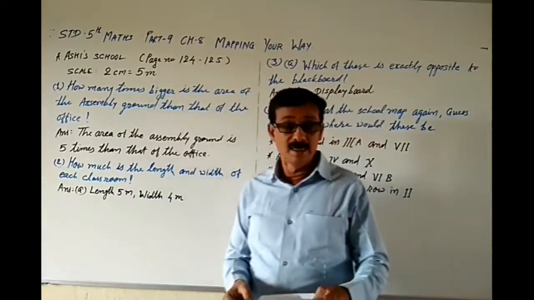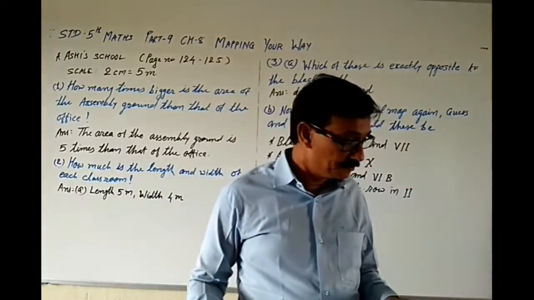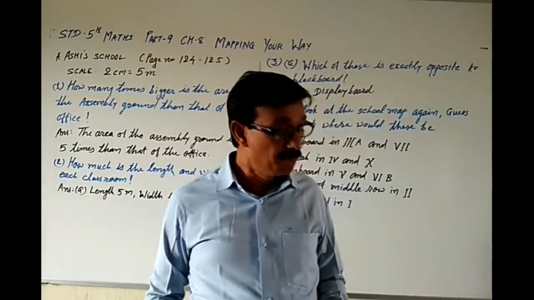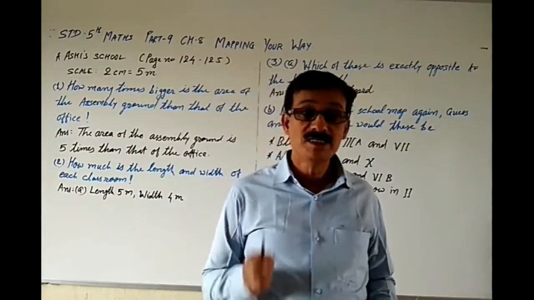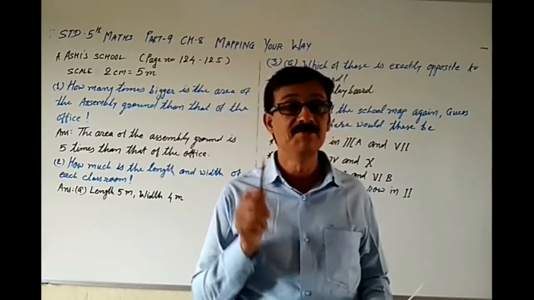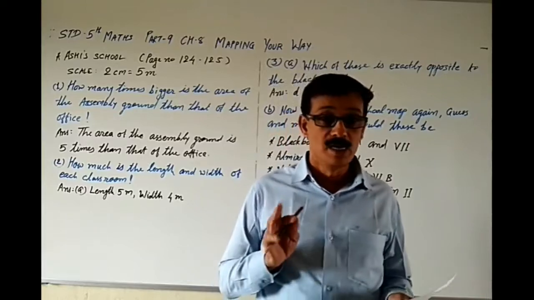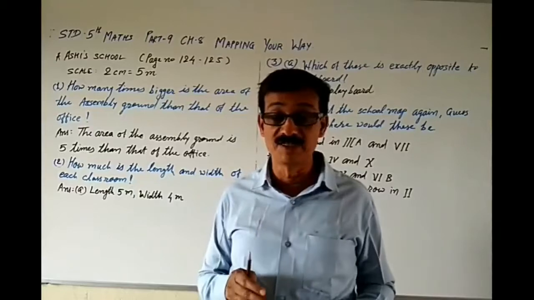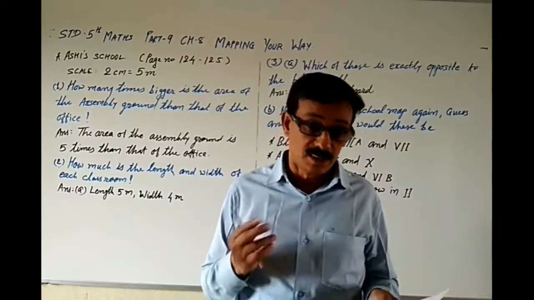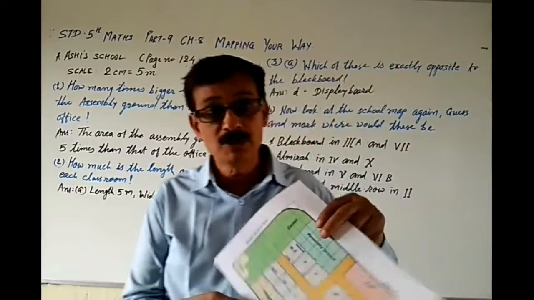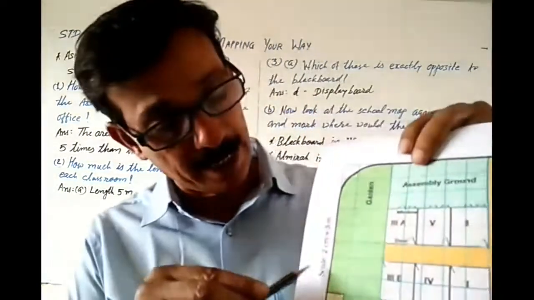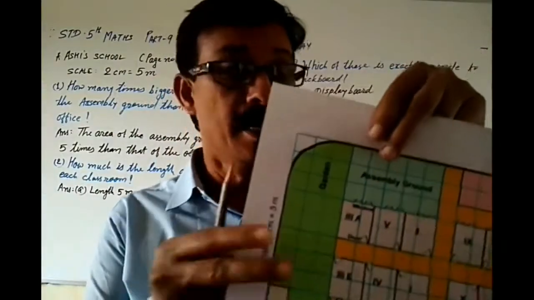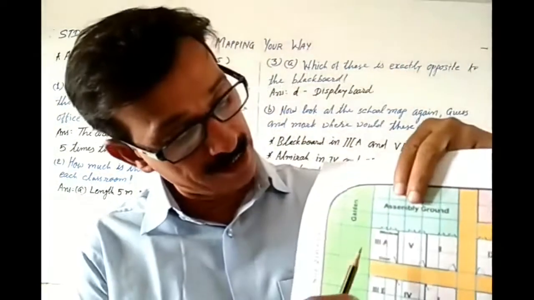Okay. Then the second question is: how much is the length and width of each classroom? Now we know that each classroom has the same length and the same width, but how many squares? That is what we want to find out. Before starting this, first of all, look into the scale. What is the scale? 2 centimeter is equal to 5 meter. Now let's look into the length in this one.